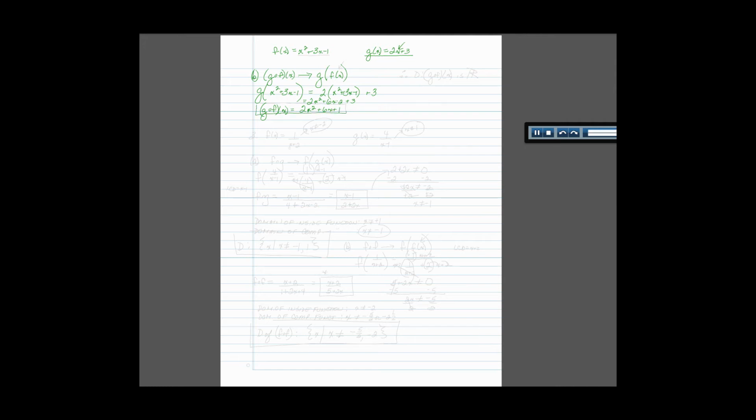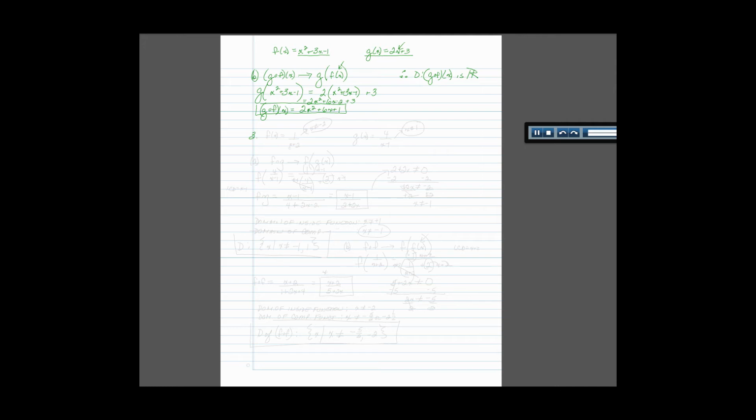Now, are there any restrictions? What's the inside function here? Inside function is f of x. So look at f of x. There's no restrictions there, and there's no further restrictions. Therefore, the domain of g of f of x is all real numbers. Okay? Let's look at a harder one.